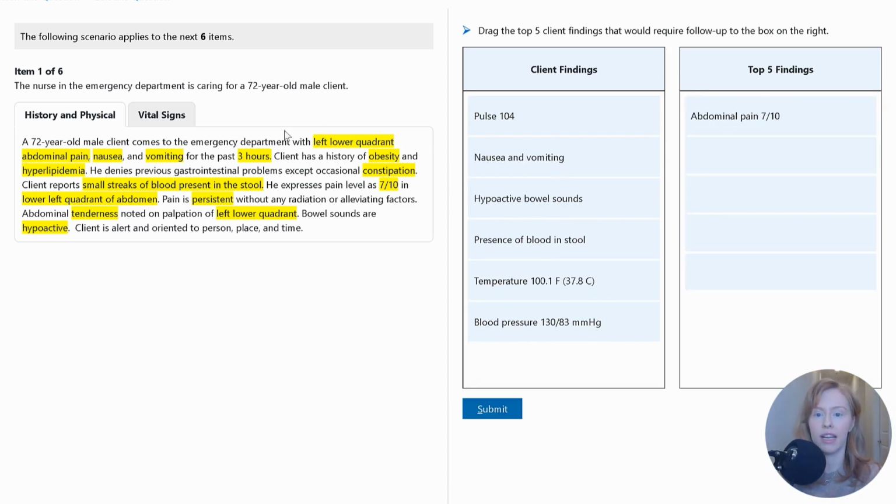Similarly, nausea and vomiting. He's been vomiting for 3 hours. And you'll remember that the very elderly and the very young are especially sensitive to becoming dehydrated with fluid losses. So I'm going to follow up on that.